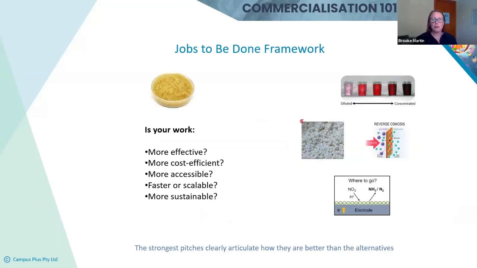Because when you know that your technology is competing against these other different options, it gives you the opportunity to ask yourself why yours is the best solution. Is it more effective? Is it more cost effective? Is it more accessible? Is it faster or more scalable? Is it more sustainable? People don't want to know that a problem exists. They want to know why your research is the right answer for them.